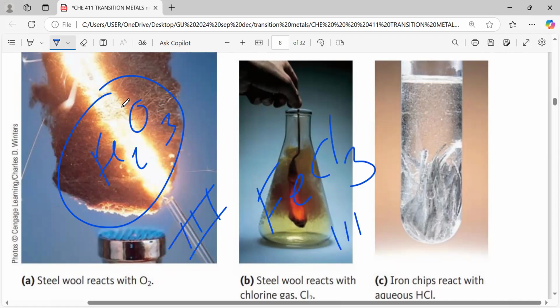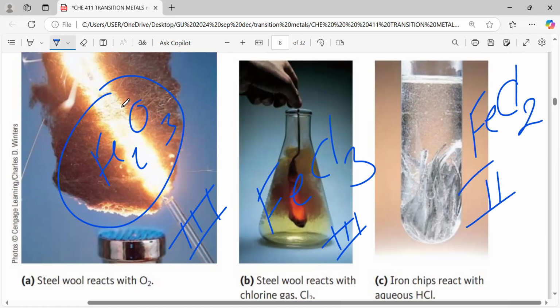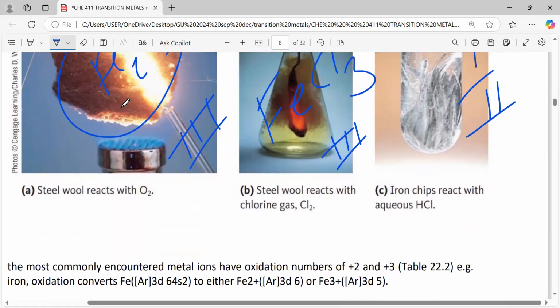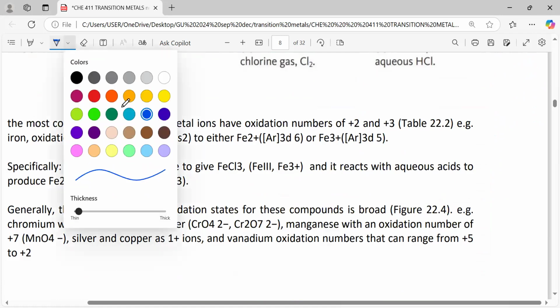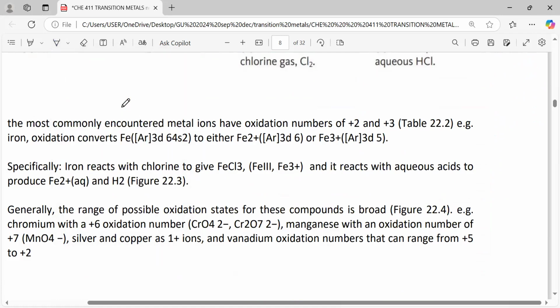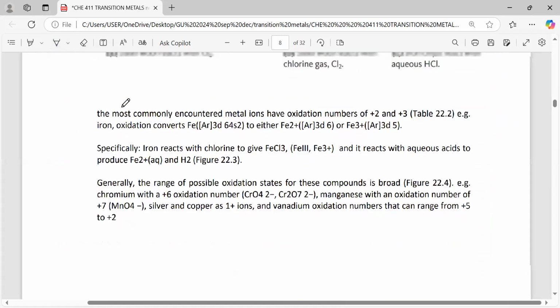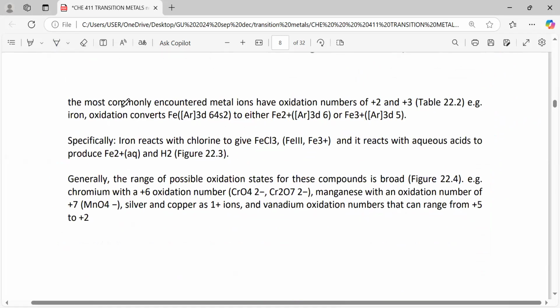Those are the oxidation states. But here HCl is a weak oxidizing agent, so we get iron 2 chloride. Declare the oxidation number for iron, you'll find it to be 2. In case of any background noise, you'll have to bear with me, of course, because I don't live on an island. Now, the mostly encountered metal ions have oxidation numbers +2 and +3.